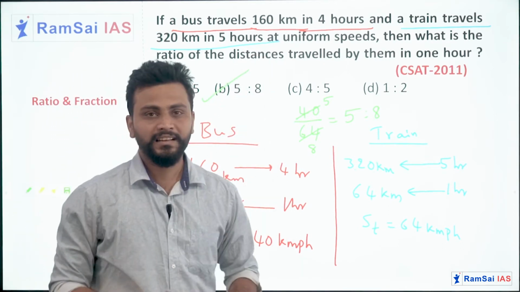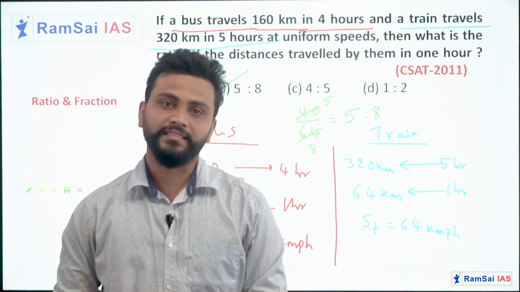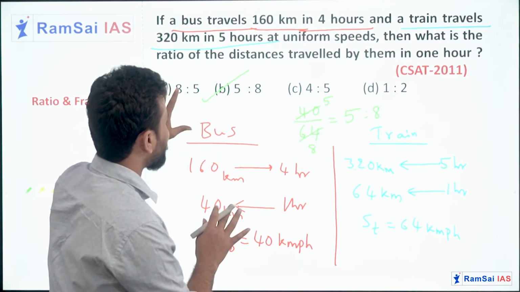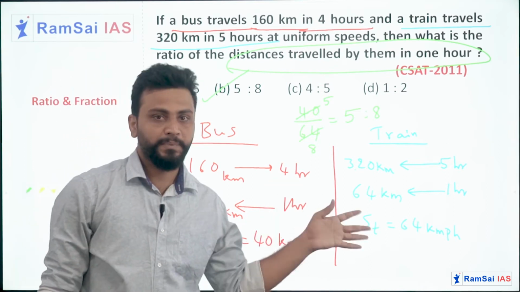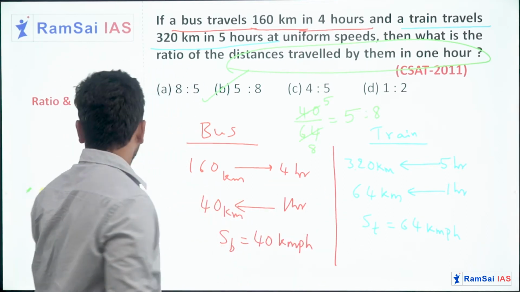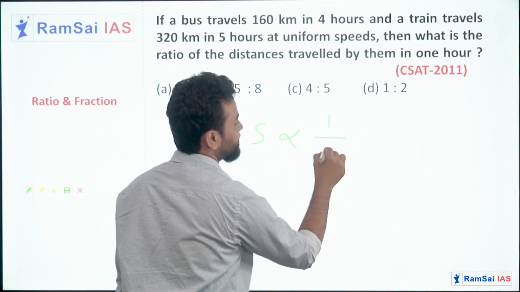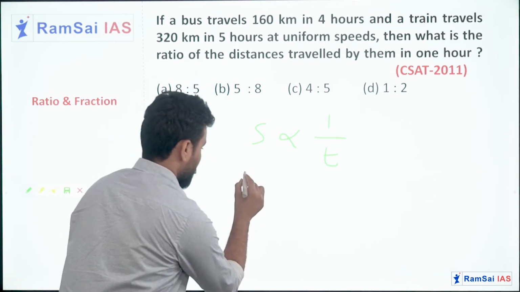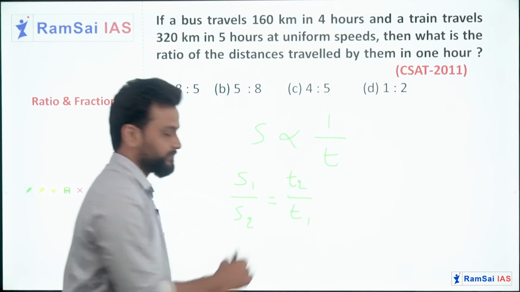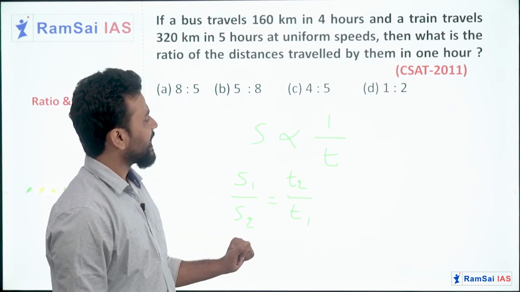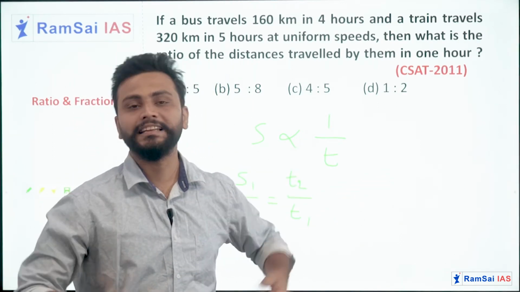Guys, but this question I'll solve without using pen and paper in hardly 10 or 15 seconds. How to solve this? Here indirectly we need to find the distance travelled by them in 1 hour, means we need to find their speed ratio. That is very clear for us. And we all know that speed and time are inversely proportional, right? So, S1 by S2 equals T2 by T1. Yes or no? So, I will find their time ratio and then inverse it, I will get my required answer.